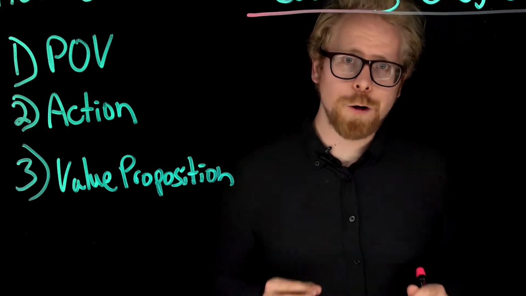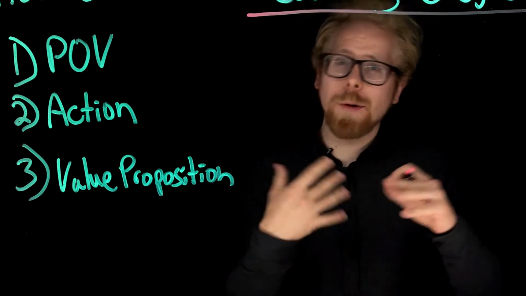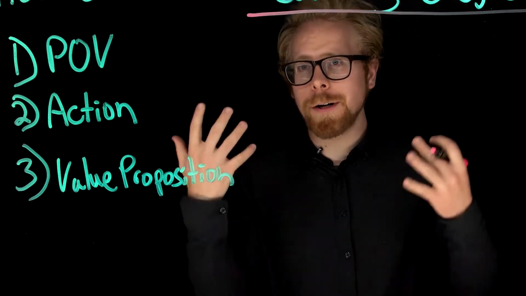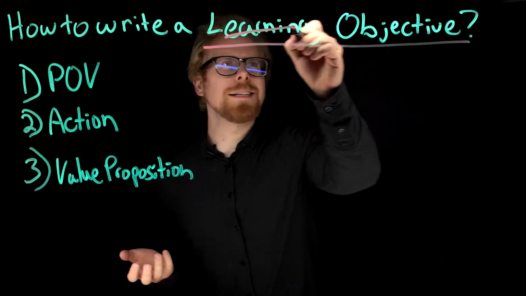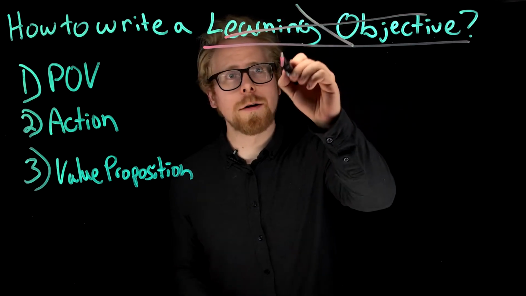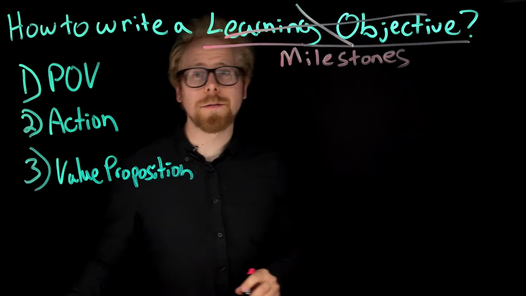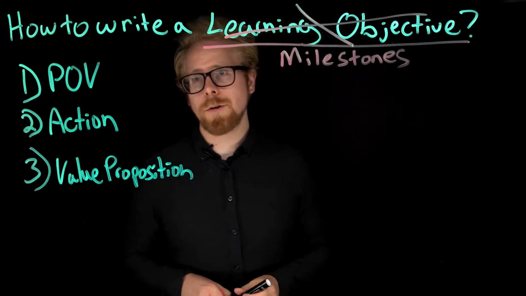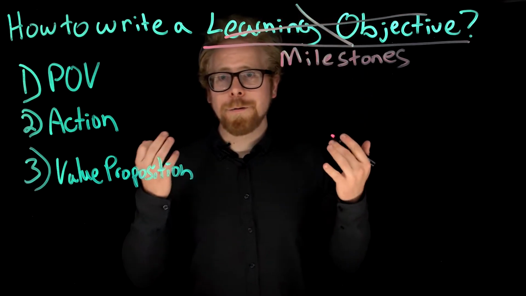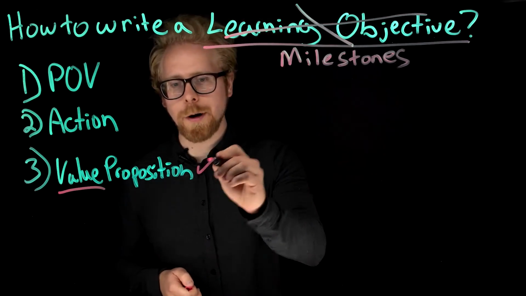Okay, first part of this is we have to come up with a different word other than learning objective. Learning objective is a very old school word. So let's start by renaming this to milestones. This is what you're really developing, are milestones for your learners to achieve as they fulfill the value of your course, the value proposition.